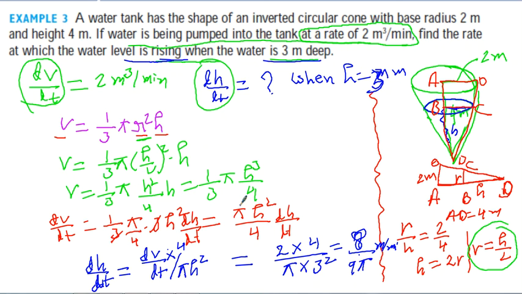So this is the way to solve the problem. There are mainly 3 types of problems which we have considered. One related to volume, another related to just a straight line distance, and third related to the cone. So these are the 3 basic problems which we are dealing with in related rates.